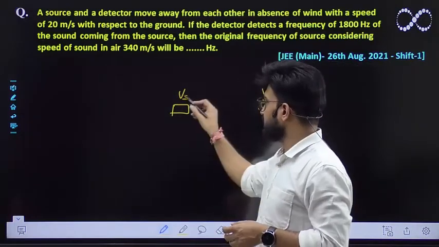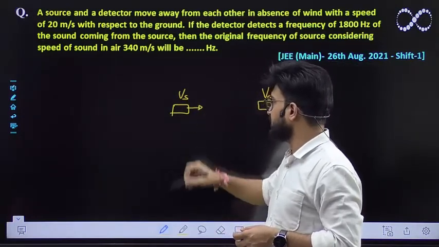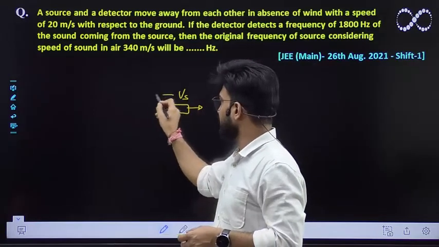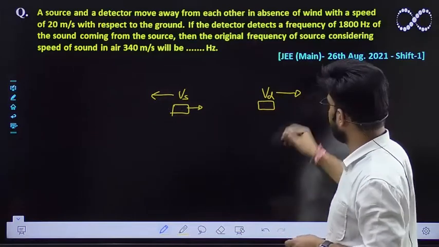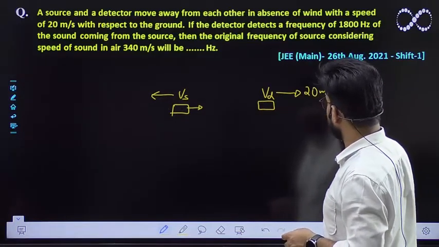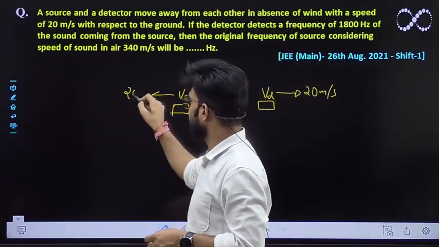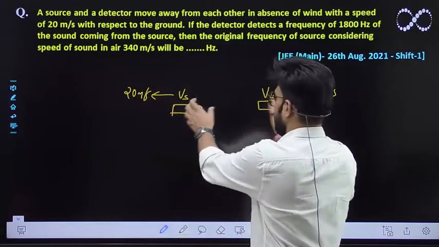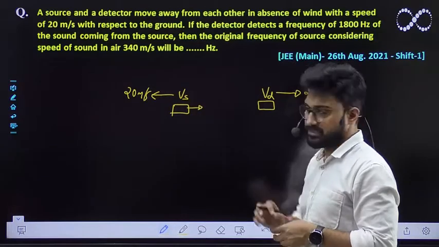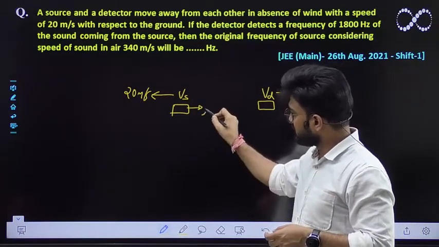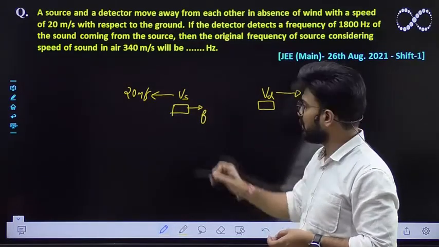Now this source will send the signal while it is moving away with the speed of 20 meter per second, which is already given to you. So they are both moving with the speed of 20 meter per second, away from each other. Now this source will send the signal, let that signal frequency be f0.